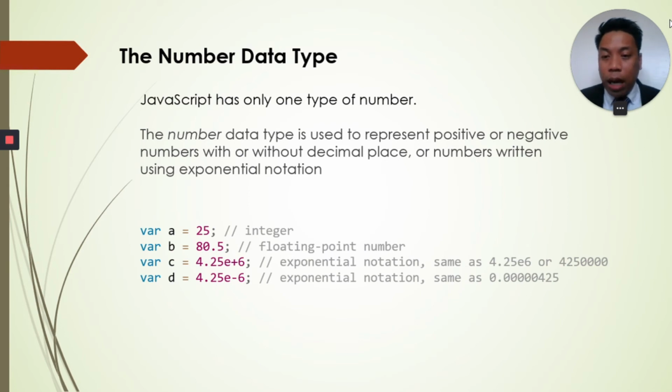Looking at the example, we have variable a. The first one is a is equals to 25. 25 is an integer. It is a whole number. The variable b is 80.5. It has a decimal. It's a floating point number. But if you will notice, they have the same declaration. The keyword var, and then the variable, and then you assign any type of number that you like. In our case, we have integer, we have floating point, and we also have two exponential notation here.